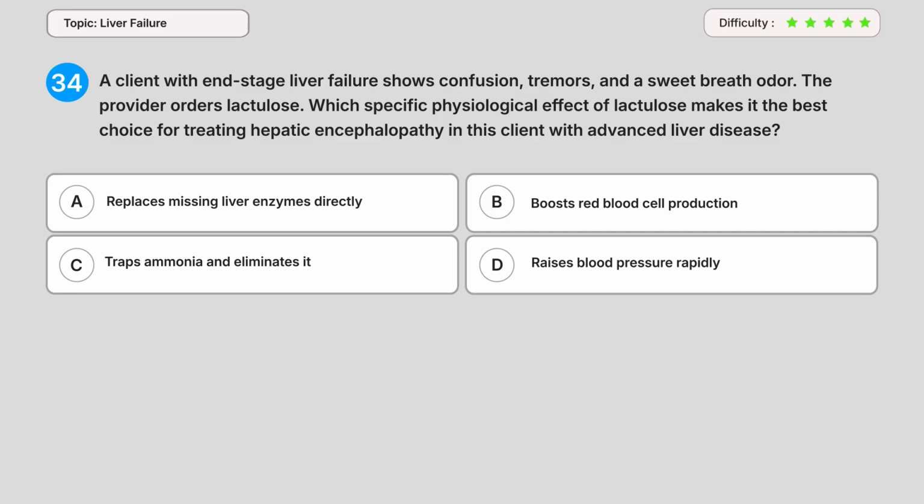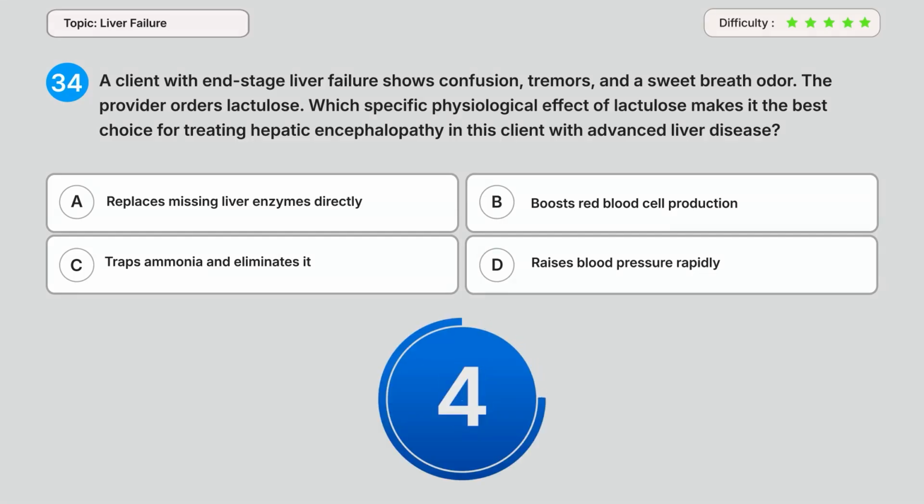A. Replaces missing liver enzymes directly. B. Boosts red blood cell production. C. Traps ammonia and eliminates it. D. Raises blood pressure rapidly. What do you think is the answer?